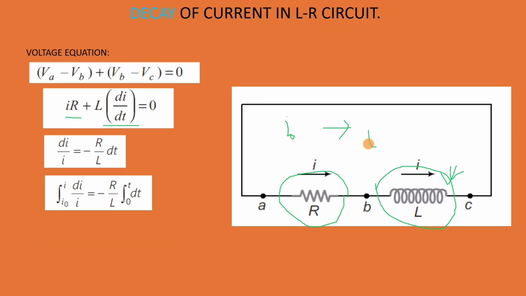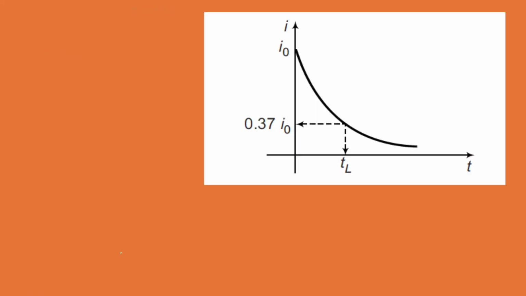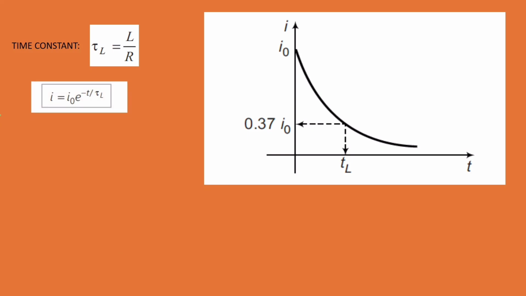Now at time t, I say the current is I. We are considering this situation as the integral limit. So we get integration I0 to I di by I equals minus R by L integration 0 to t dt. After integrating, we get I equals I0 e to the power minus t by tau L. Now we study the graph here. Again we find the time constant tau L equals L by R, and this graph is for I equals I0 e to the power minus t by tau L.